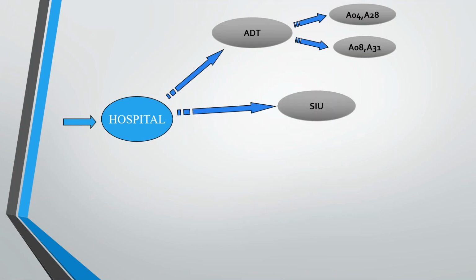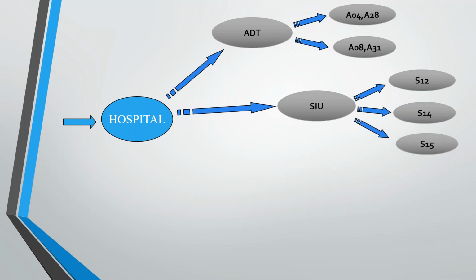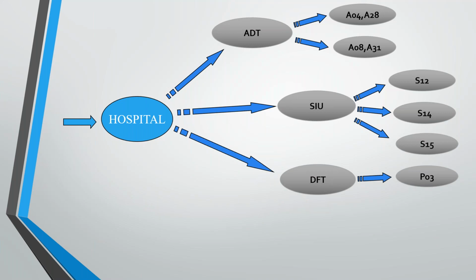So the SIU message has three events, right? We have seen that it has three events. Each event has its own event type. S12 represents a new appointment, S14 represents update of an existing appointment, and S15 represents cancellation of an appointment. In the same way, we have DFT. DFT is nothing but detailed financial transaction. It has only one event type, which is P03. So DFT P03 always represents charge information.